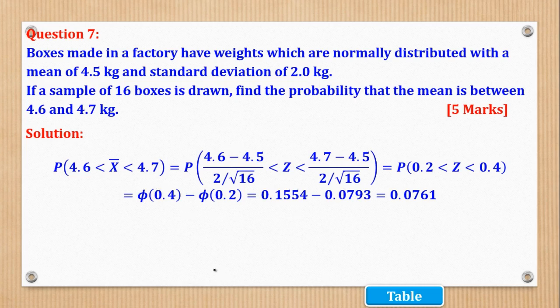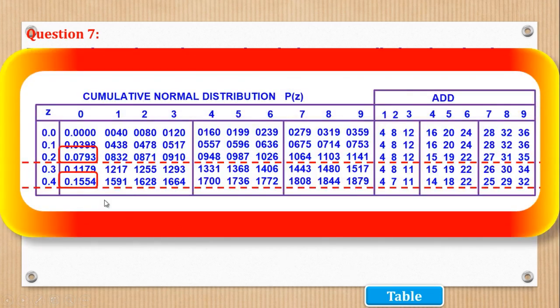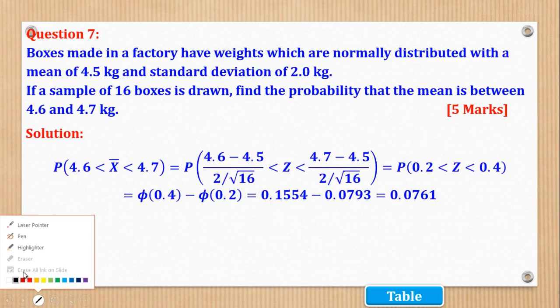So let's read these values, 0.4 and 0.2. So still we shall go to our normal distribution table. 0.2 is this, 0.0793, and 0.4 is 0.1554. And those are the values we are seeing here. Then use the calculator to subtract and get the answer they wanted.